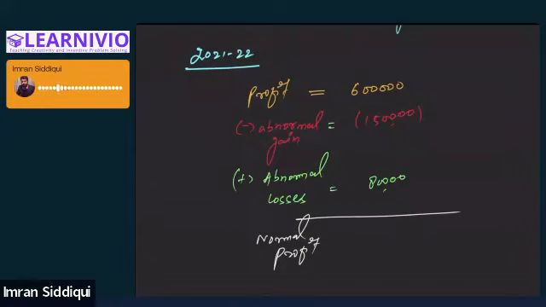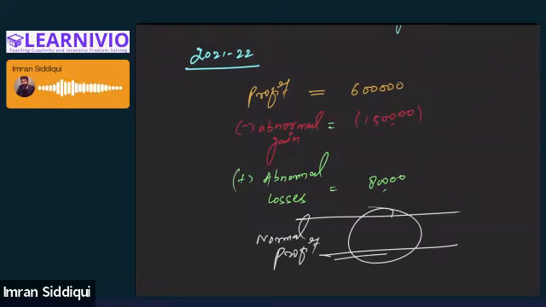in the question. So whatever the profit given in the question, you will have to subtract out of that the abnormal gains that you must have added earlier. And you will have to add back abnormal losses that you must have subtracted earlier, right? And finally, by doing this, you will get the normal profit of the firm.